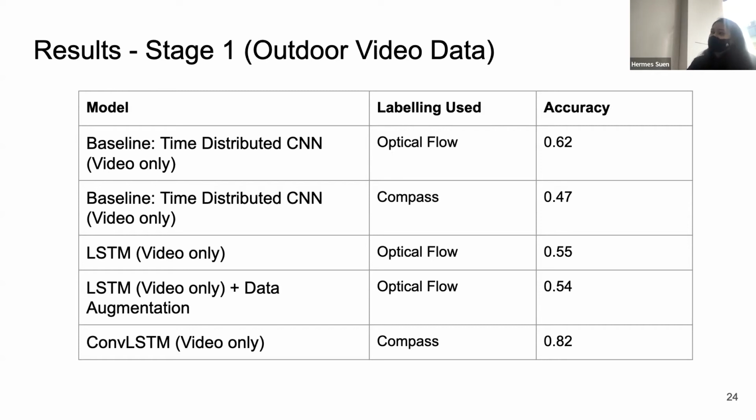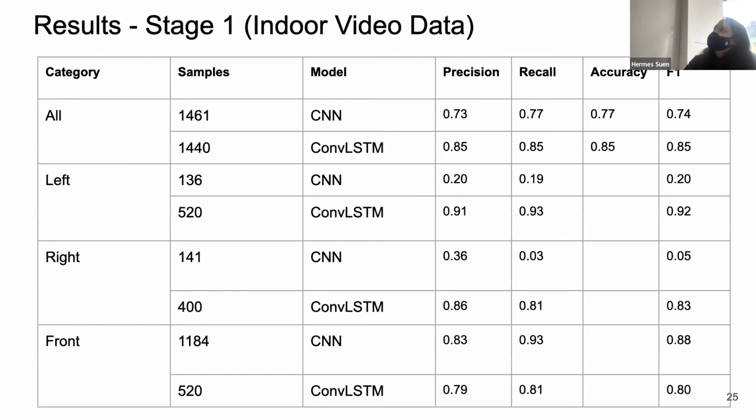Then we added some data augmentations to this model, but that did not really help us improve the accuracy much. After this, we tried our ConvLSTM model using the compass data for this outdoor video data, and this model is the one that performed best, giving us an accuracy of 0.82. For the rest of our pipeline, we are using this model, and we're also expanding upon this.